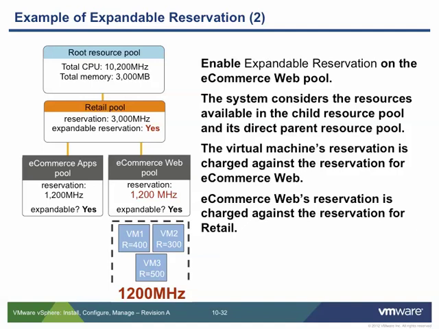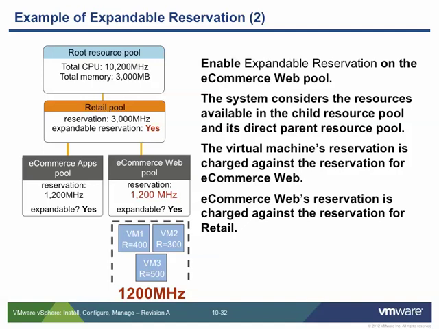And then it goes, oh, wait, I don't have that. So then it reaches out to its parent, the retail pool, and says, hey, can I get some extra processor here? And since it's set to yes, it does provide that extra power. So it provides that extra 200 megahertz.